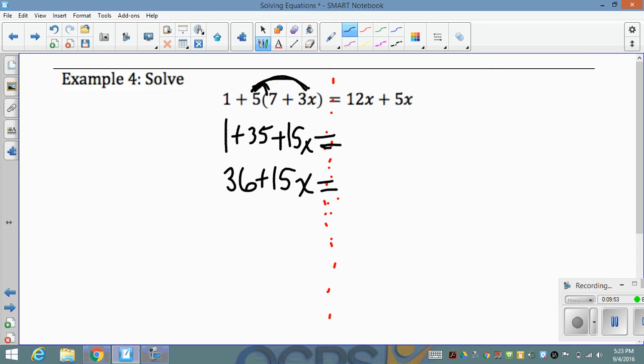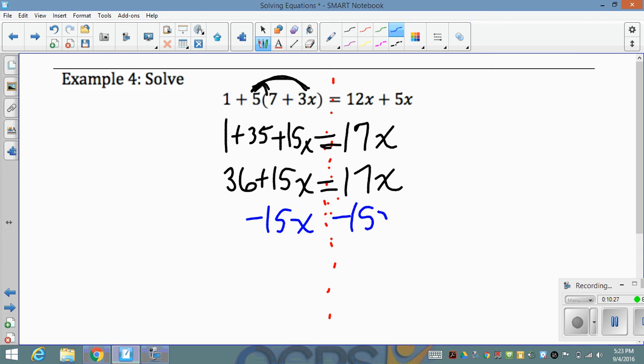Okay, on the right-hand side, I've got like terms. So I can add them. 12x plus 5x is 17x, and then I'll just carry it down. Okay, so step 1 is done. I simplified. I've eliminated my grouping symbols and I've combined my like terms. Now I want to get my x's together on one side. Now, I don't want to subtract 17x because that's going to leave nothing on the right-hand side, and I don't want that. So my only good option here is to subtract my 15x.